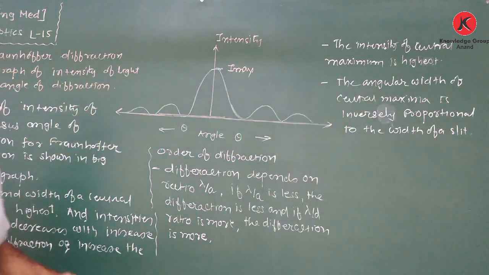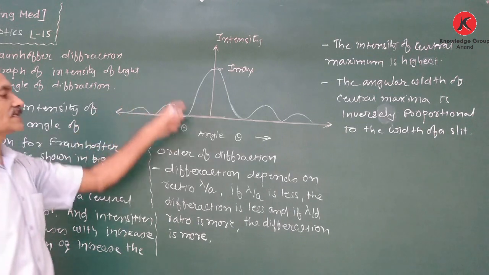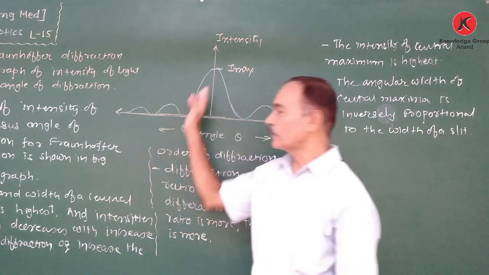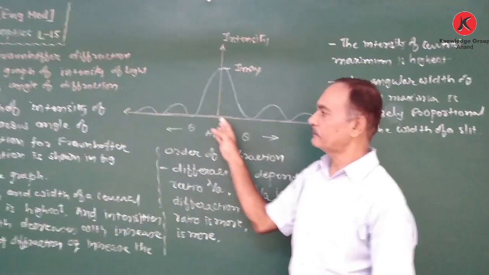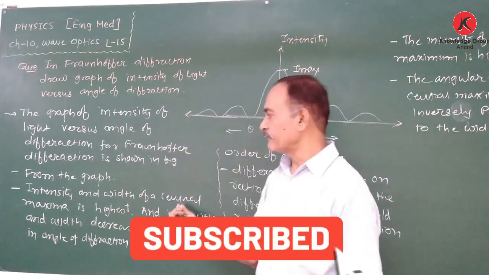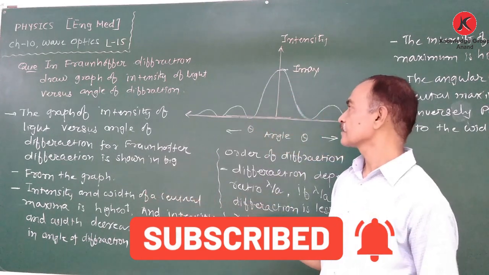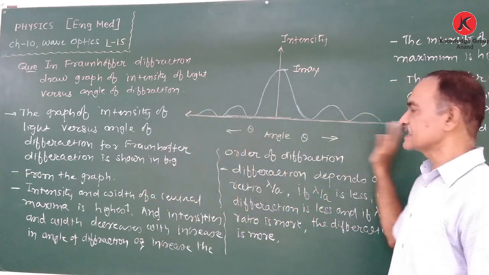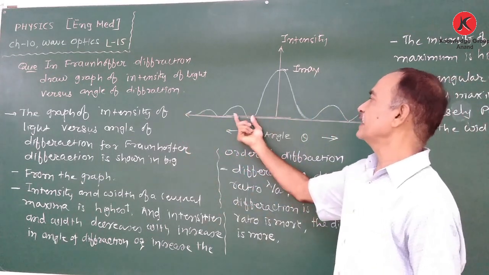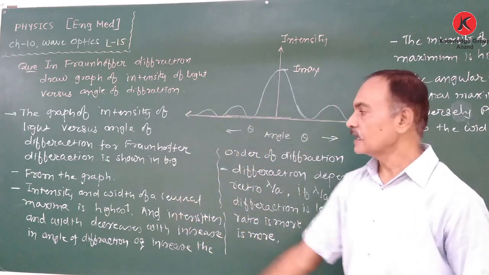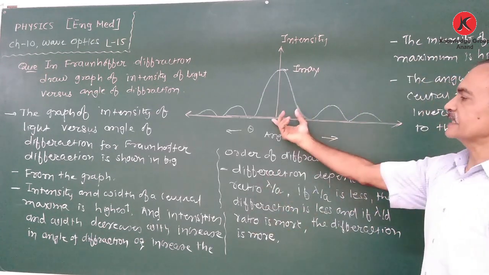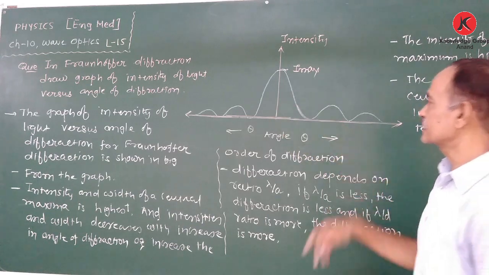So these four points are the characteristics of the graph of intensity versus angle of diffraction in Fraunhofer diffraction. Again, here the graph is shown. From the graph we can say that the intensity and width of the central maxima is highest. As the order of diffraction increases, that means the angle of diffraction increases, the width and intensity of the fringes decrease.